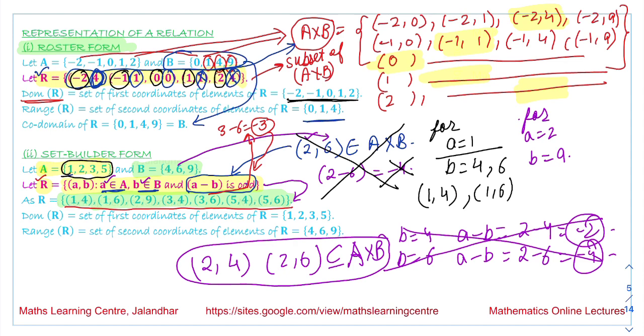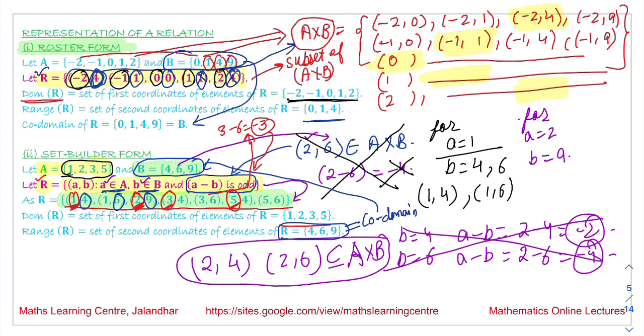Next, the set of first coordinates of these elements is 1, 2, 3, 5. Repetition is not allowed in a set. So the domain of this relation is {1, 2, 3, 5}, and the range is 4, 6, 9. Again 4 and 6 are repeated, so the range is {4, 6, 9}, and that is equal to the codomain.